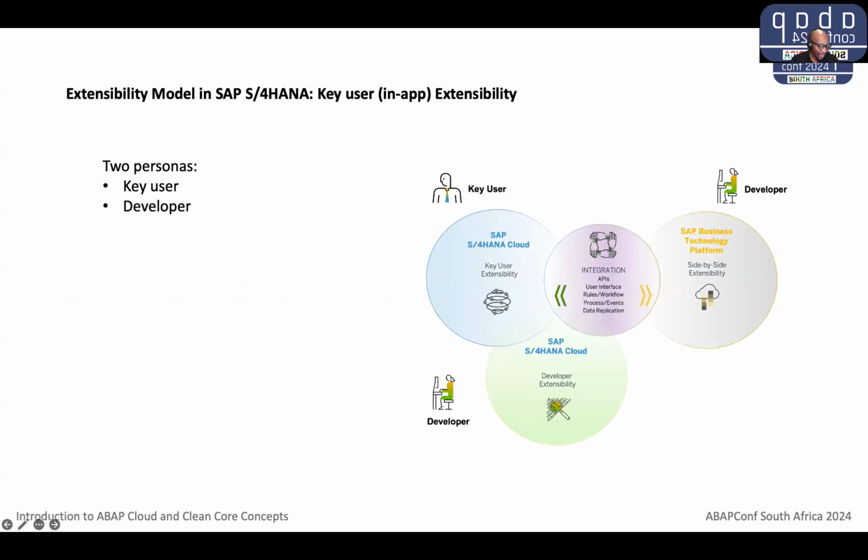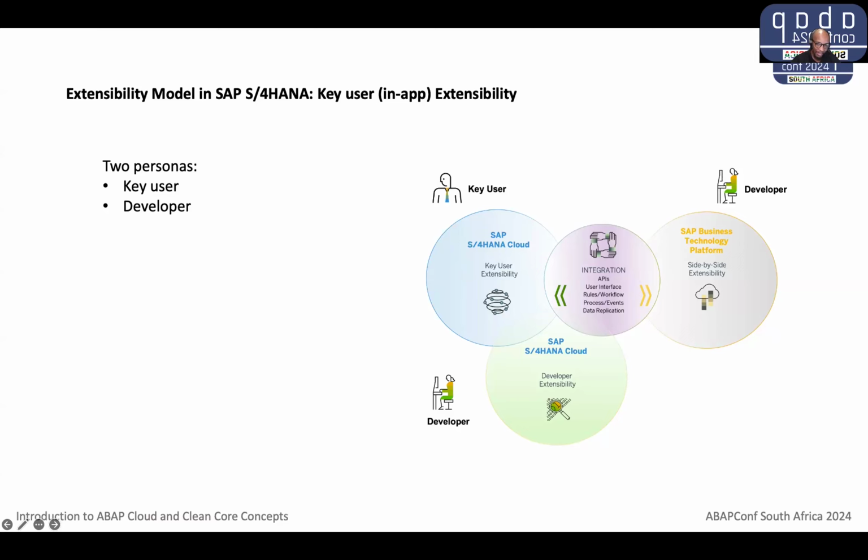So this covers the extensibility model from an S/4HANA point of view. There are basically two personas: the key user and the developer. The key user is almost like configuration. It's in-app extensibility where you can adapt things like screen layout, add custom fields, add minimal custom business logic, and add a bit of validation and stuff like that. But the bulk of us play the role of the developer when it comes to the two personas for extensibility.